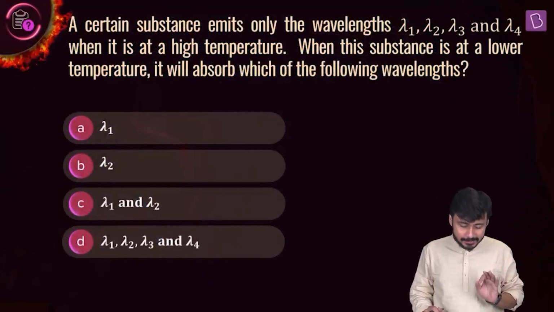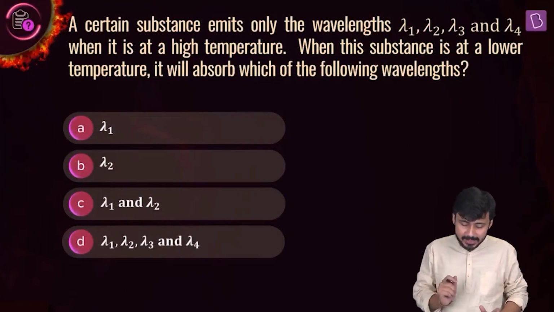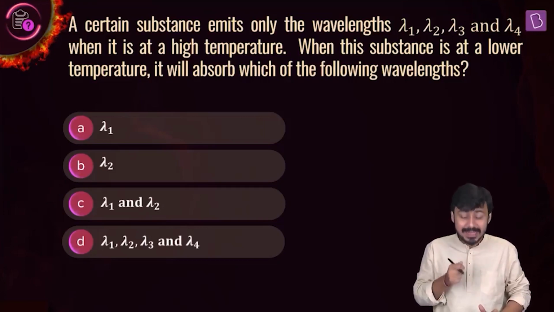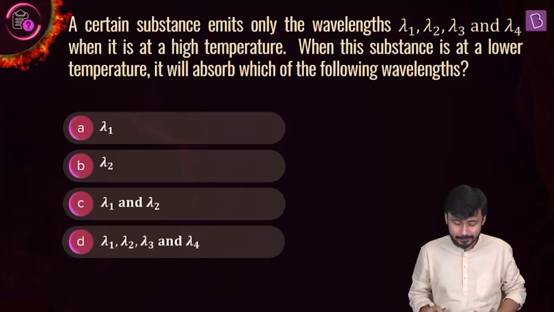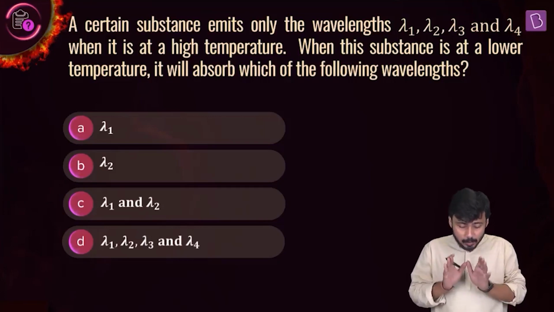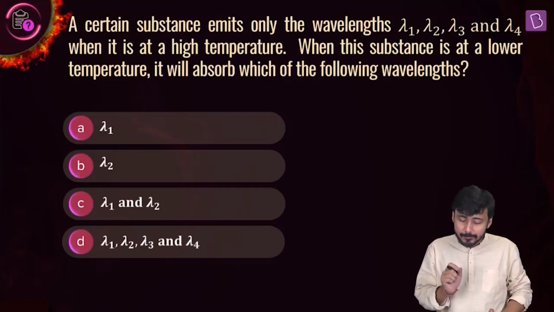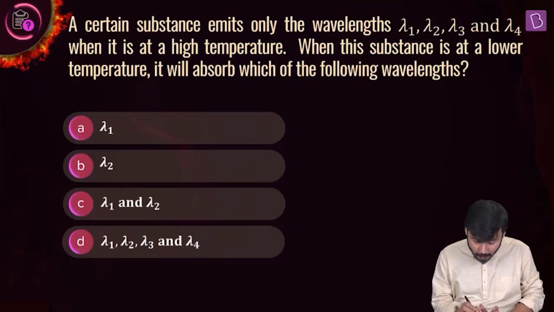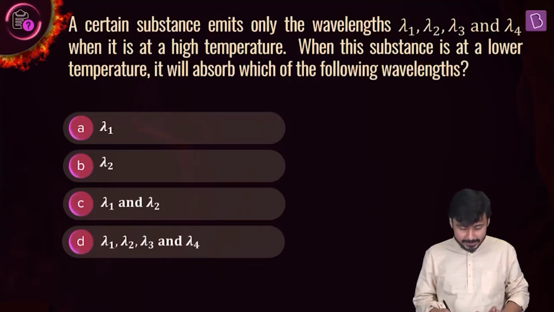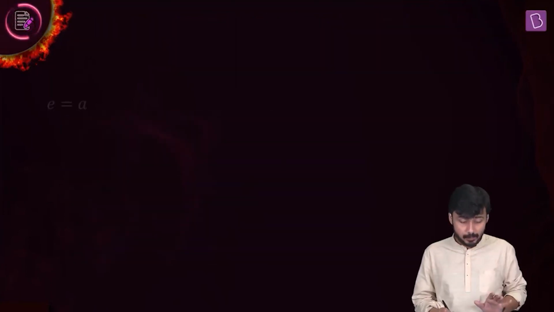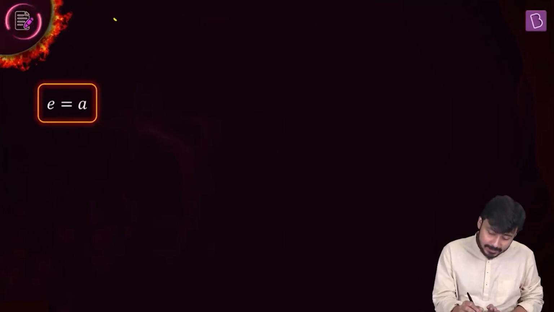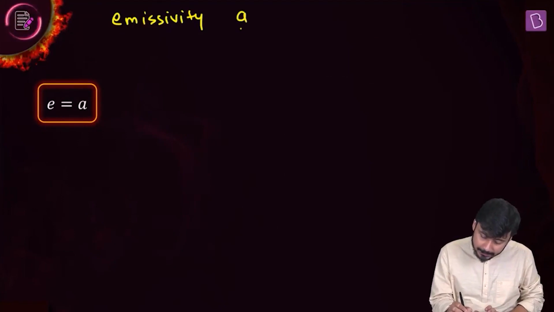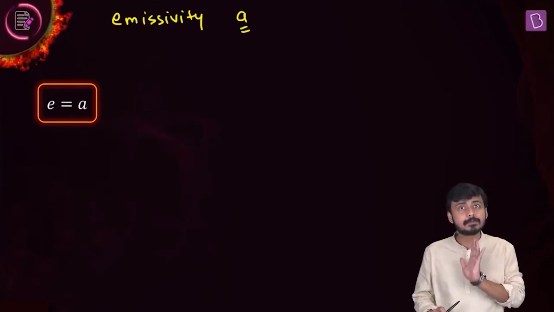A certain substance emits only the wavelengths lambda 1, lambda 2, lambda 3 and lambda 4 when it is at a high temperature. When the substance is at lower temperature, it will absorb which of the following wavelengths? So if you remember, Kirchhoff's law says E is equal to A, where E is the emissivity and A is the absorptive power.